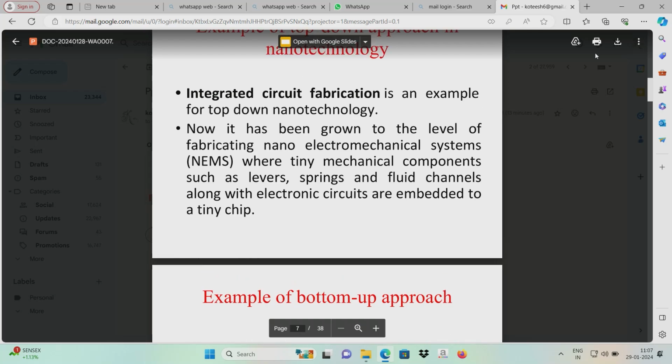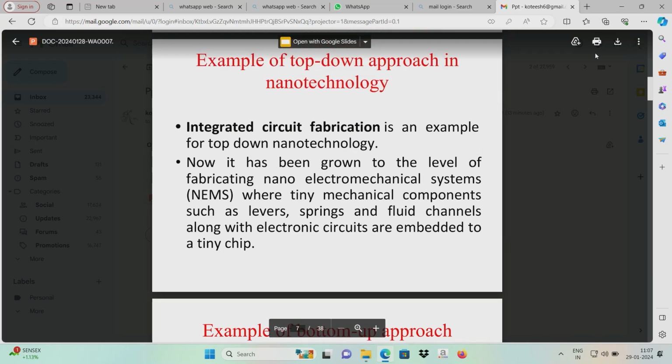And here I have given you some examples of the top-down approach, where we are going to use the top-down approach, what its uses are, and what examples we come across in our daily life. Those are very important to know, girls.